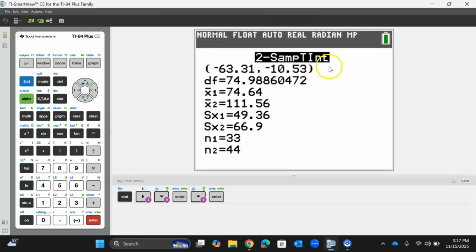So essentially what this is saying is that a sociology textbook is anywhere between $10.53 cheaper all the way up to $63.31 cheaper. So we're going to carry this info over, and then we will go ahead and basically formally present our findings in a sentence. So I will see you back in the notes.